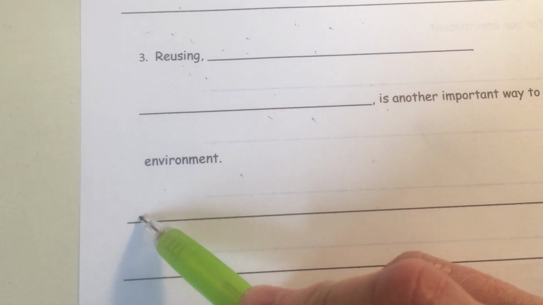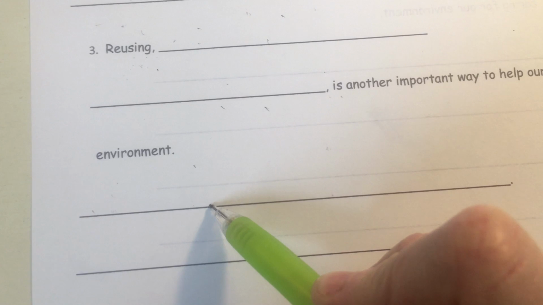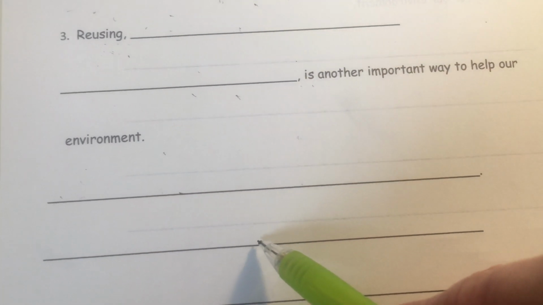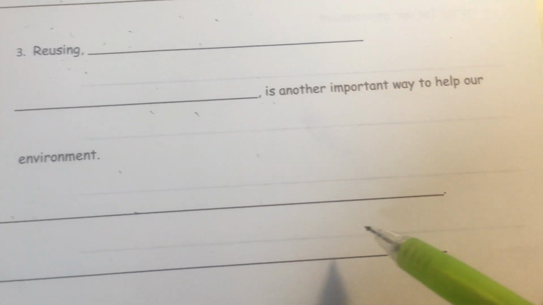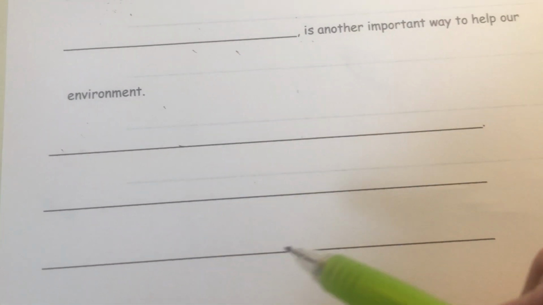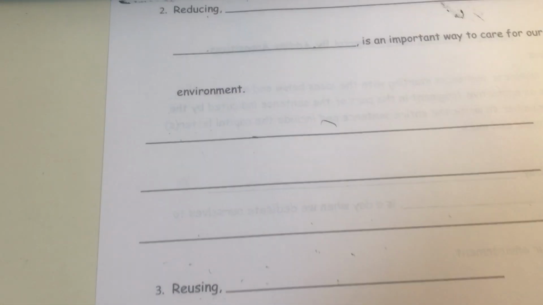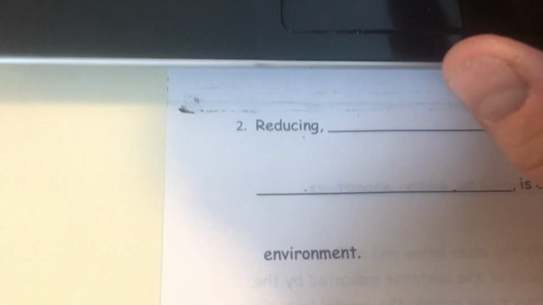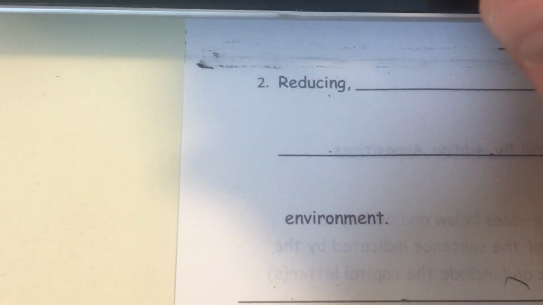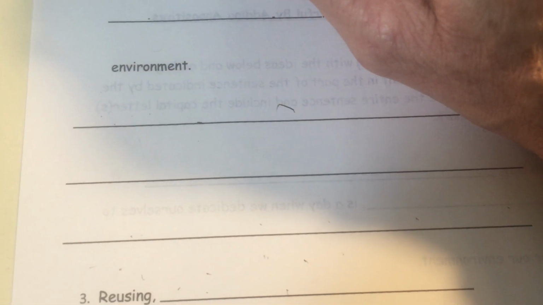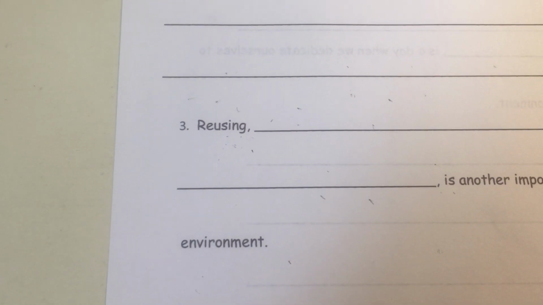So capital R, reusing, comma. Then write that whole appositive that you write up here. Rewrite it down here. Comma is another important way to help our environment, period. All right, so I wish you luck coming up with really awesome appositives about Earth Day. Teach the world, tell the world what you know about Earth Day, about reducing, and about reusing.